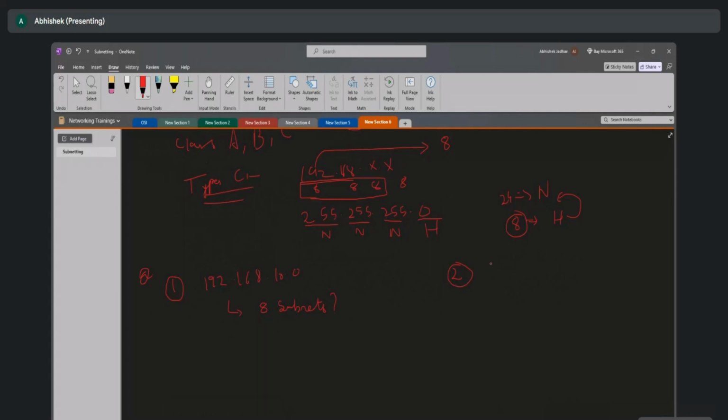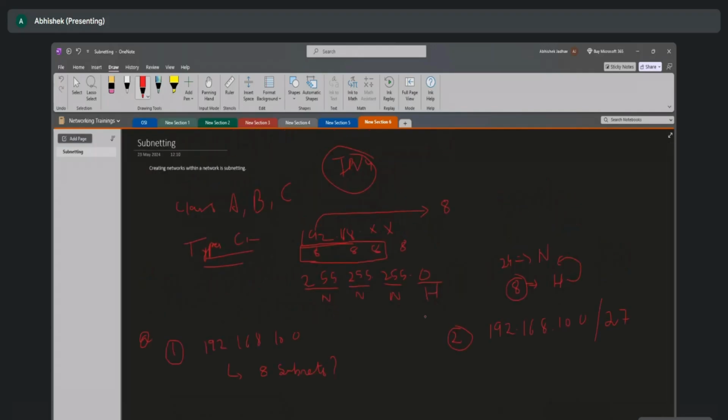The next thing is they will give you an IP address, 192.168.10.0, and they will give you a subnet mask. Let us assume in our current example I am taking /27. All of you are aware of how many bits are occupied by a class C IP address? 24. So by default, an IP address in class C has 24 network bits reserved for itself. So you cannot touch them. You cannot use them.